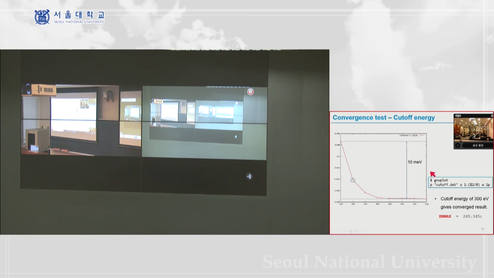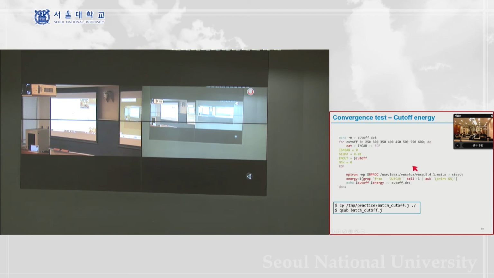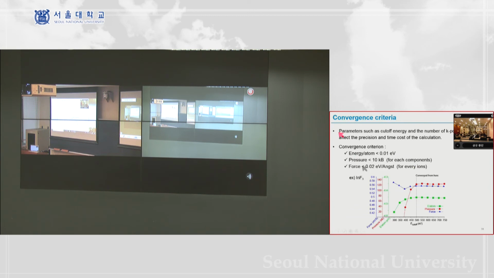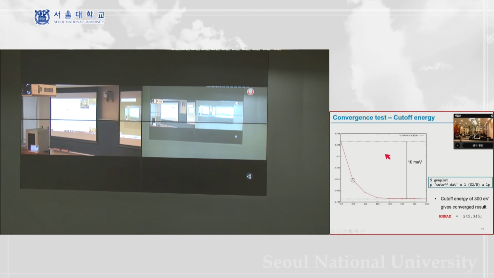So if we want our energy to be accurate, the error in energy per atom should be smaller than 10 milli-electron volt. We can see that the 10 milli-electron volt per atom is like this. Here we have 8 atoms, so the total energy difference will be 80 milli-electron volt.